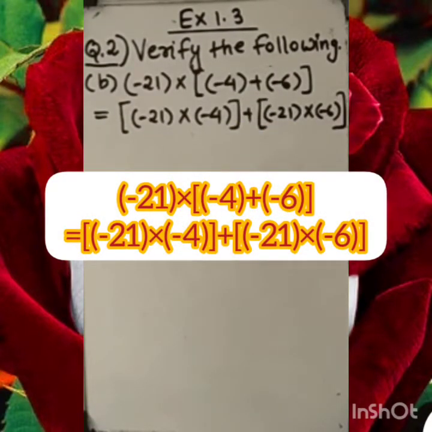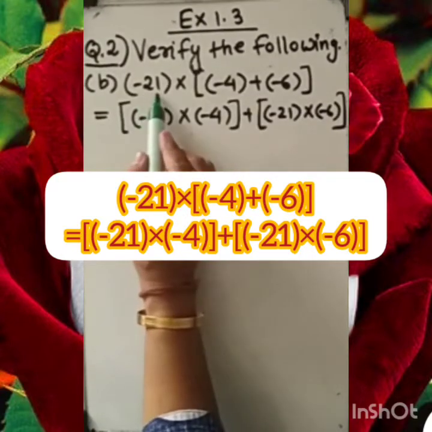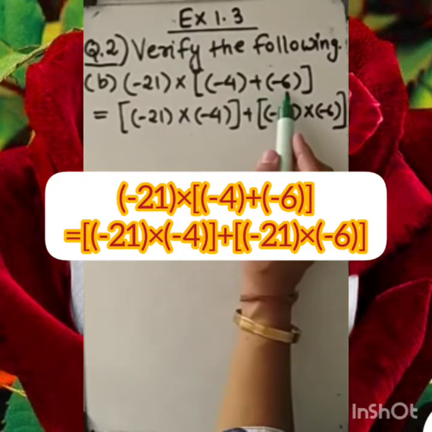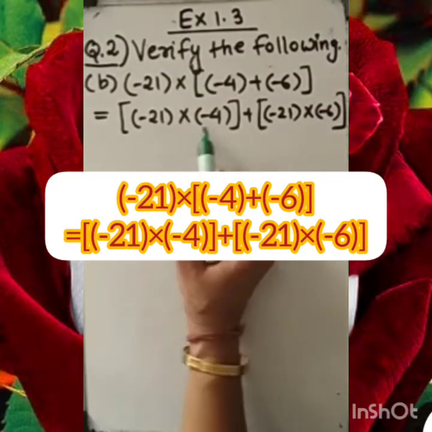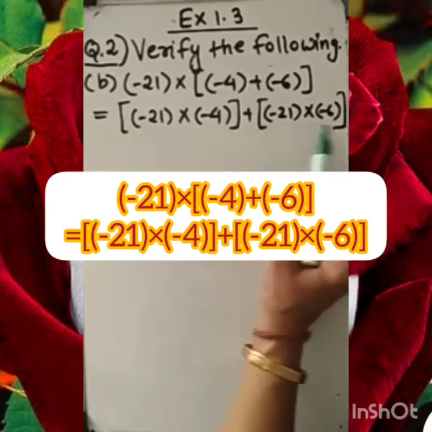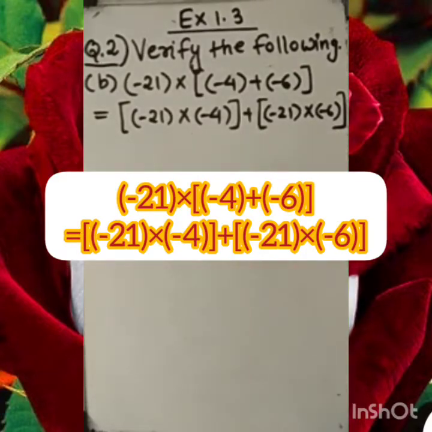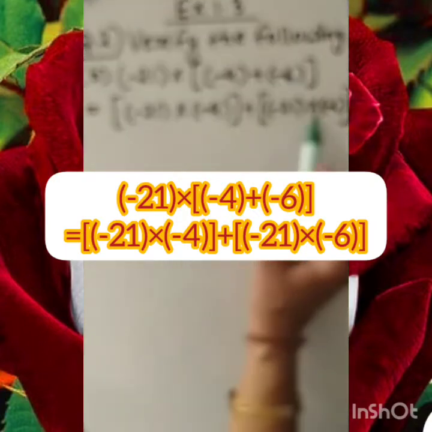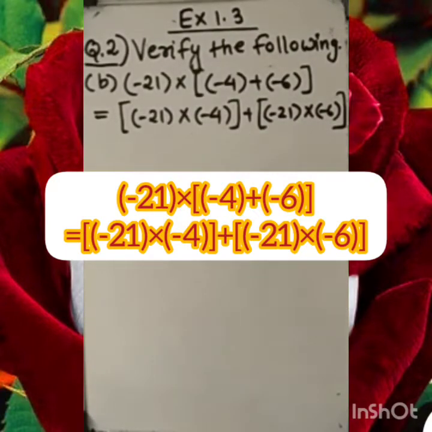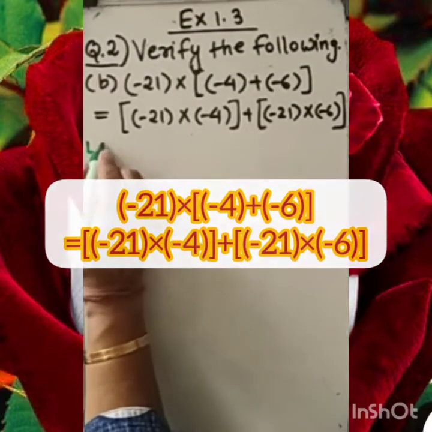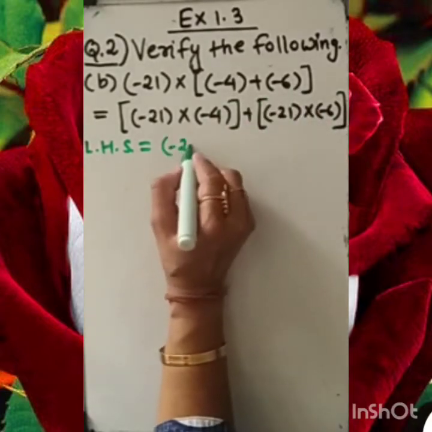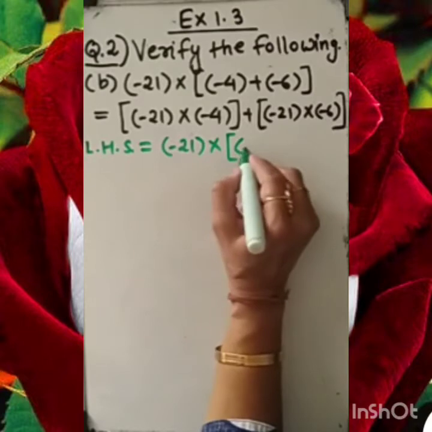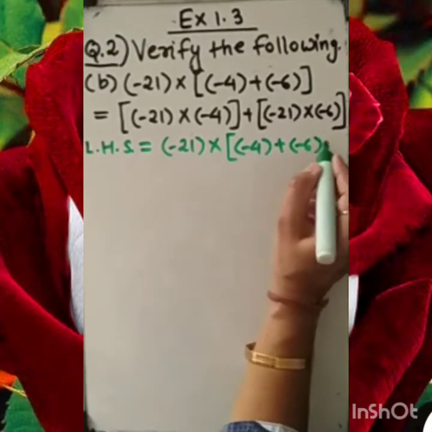In the question to verify, it's the B part. Now we are starting. We are given in the question minus 21 into the bracket of minus 4 plus minus 6, equal to, in a bracket, minus 21 into minus 4, in another bracket minus 21 into minus 6, and between both of these brackets there is a plus sign. As usual we start with LHS, left hand side. What are we given in the left hand side? Minus 21 into minus 4 plus minus 6.